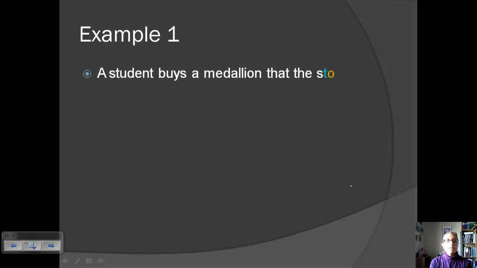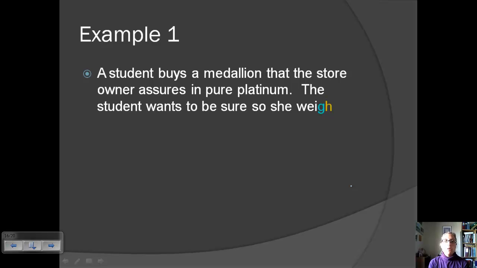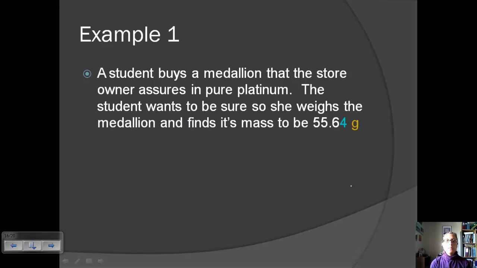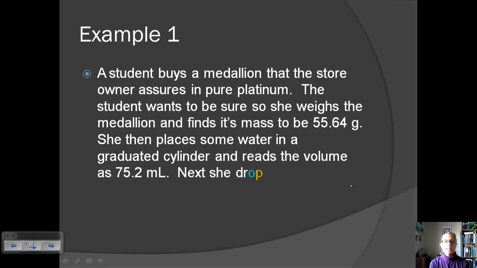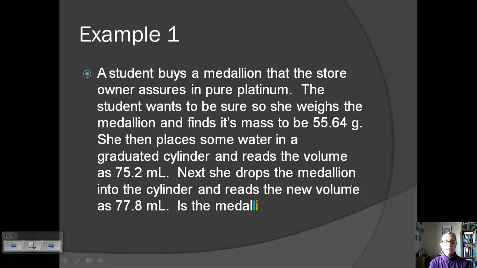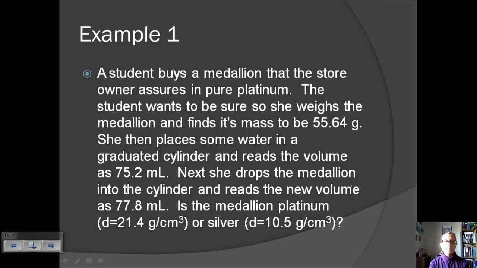Okay, so example 1. A student buys a medallion that the store owner assures is pure platinum. The student wants to be sure, so she weighs the medallion and finds its mass to be 55.64 grams. She then places some water in a graduated cylinder and reads the volume as 75.2 milliliters. So that's the volume before she has put anything in it. And it doesn't have to be an exact volume. She just filled it with some water and read the volume. Okay, next she drops the medallion into the cylinder and reads the new volume as 77.8 milliliters.